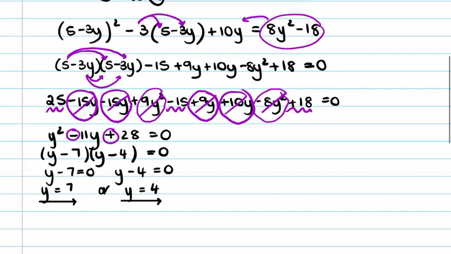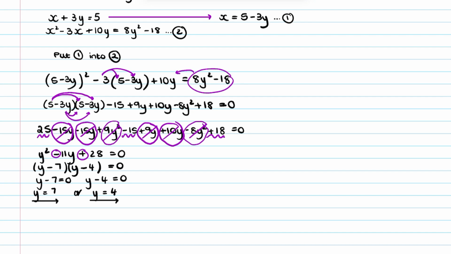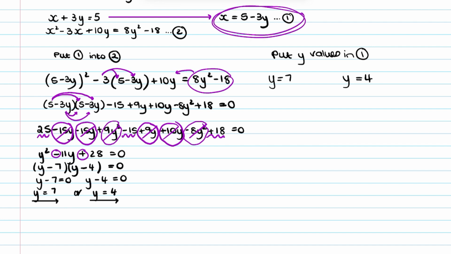But I'm not done. It's at this point that I need to substitute these values into my first formula. So you're simply going to put y values in 1. And then you're going to write your y values down. Y is equal to 7. Y is equal to 4. And then you are going to take your first equation here. You're going to write it down, and then you're going to plug your y into it.